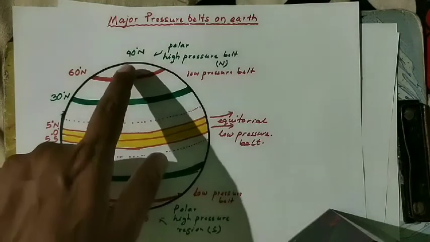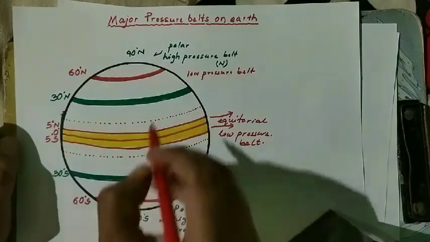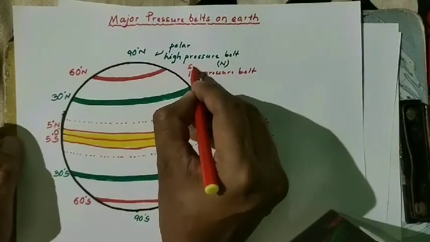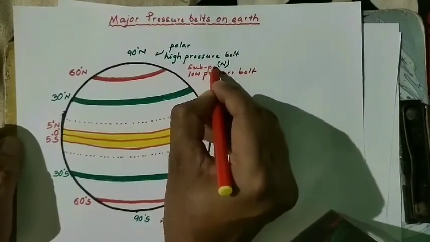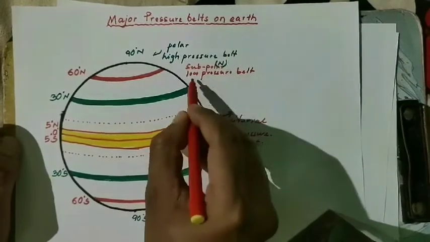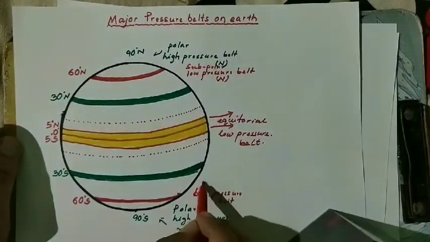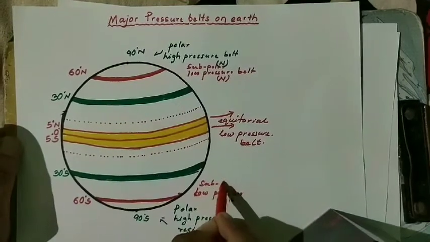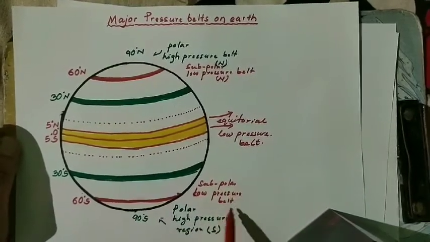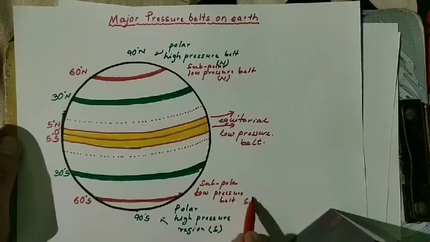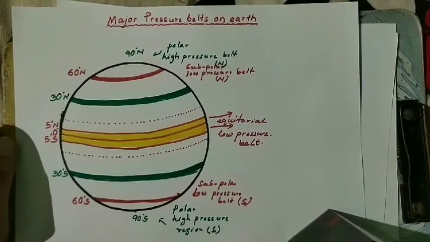As this region is near the polar region, we call it the subpolar low pressure belt in the north side, and the subpolar low pressure belt in the south side. Clear?